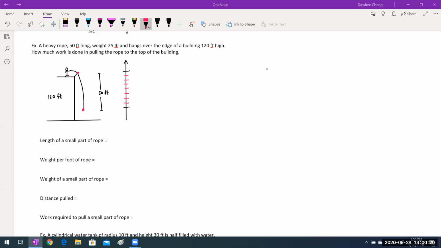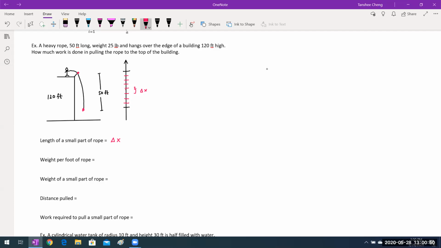So if I break this 50 feet into equal lengths, these little portions, we're going to talk about the length as delta x, the change in x value. So the length of a small part of the rope is delta x. We may be talking about only these little portions right here.